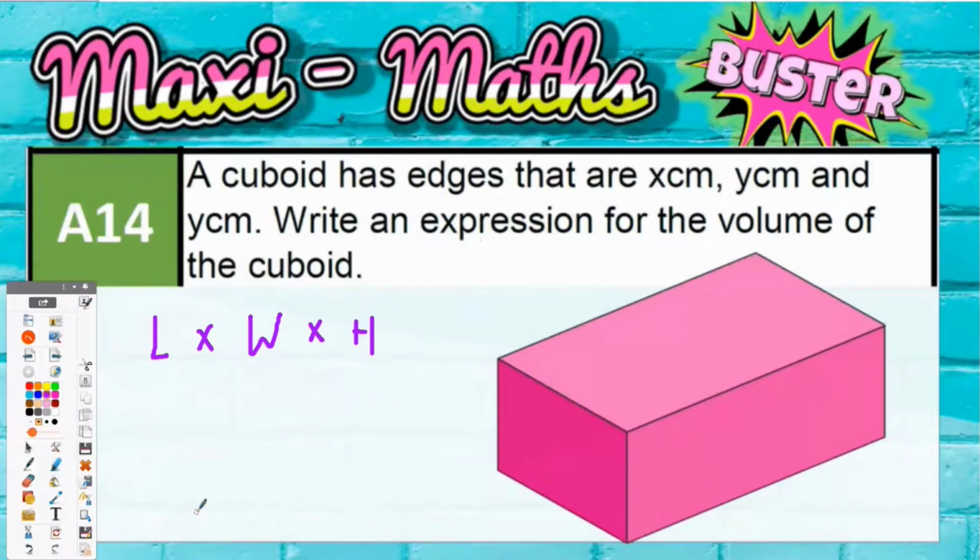Question 14. A cuboid has edges that are x centimetres, y centimetres and y centimetres. Write an expression for the volume of the cuboid. Now, let's not let the fact that there is no actual numbers involved in this question put us off.